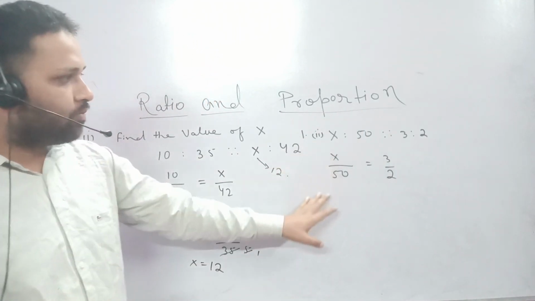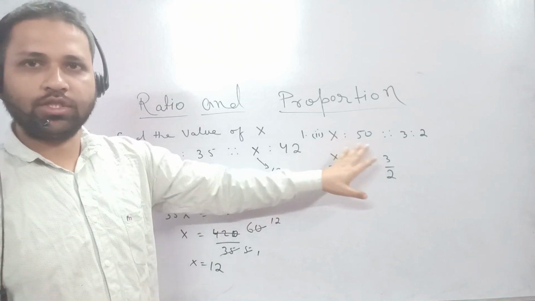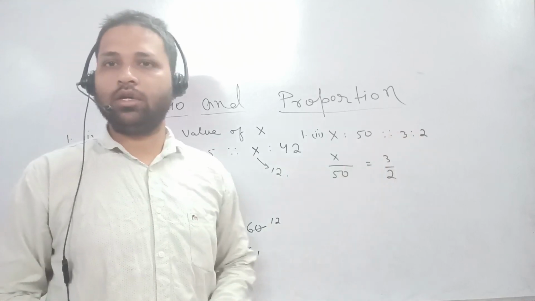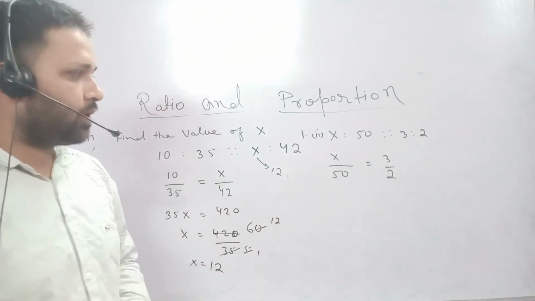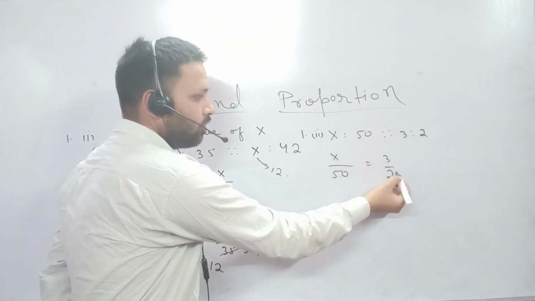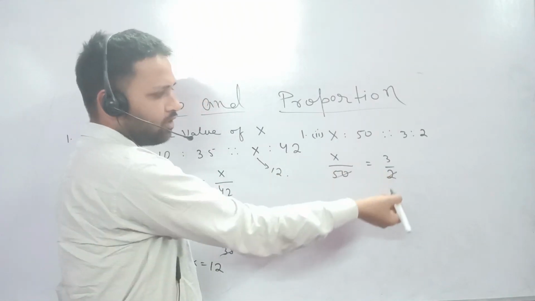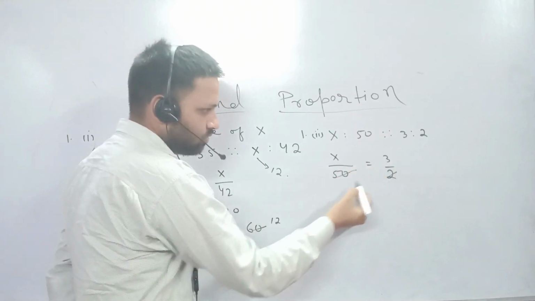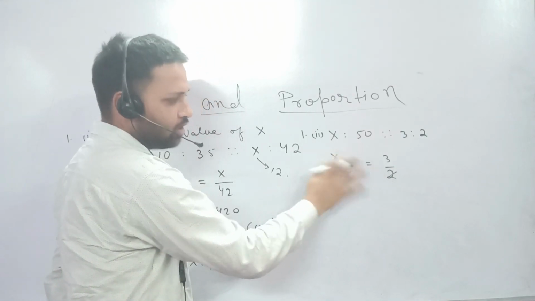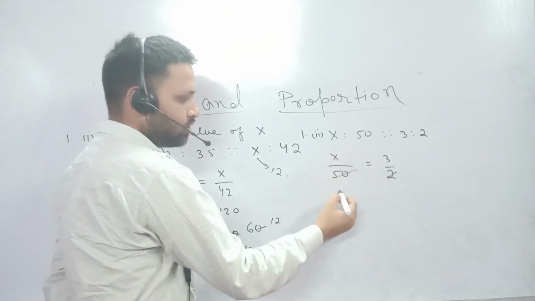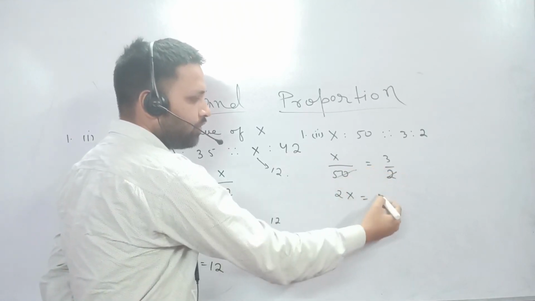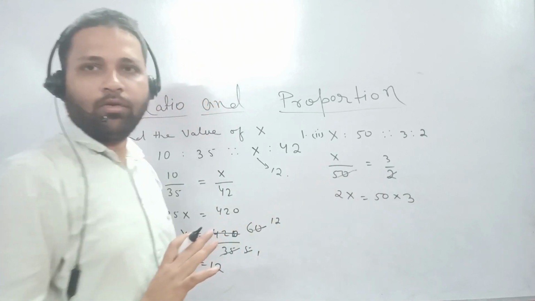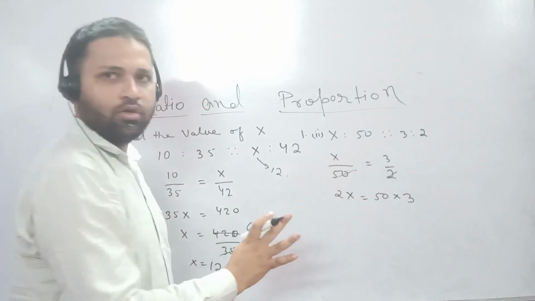The position of x may vary. It may be first, it may be second, it may be third, or it may be fourth. See here, we can directly simplify, or you can cross multiply. I do it by cross multiplying: 2 into x, 2x, is equal to 50 into 3, that is 150, or you can just write 50 into 3.